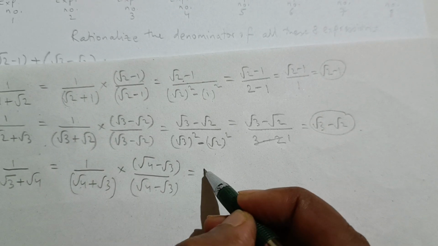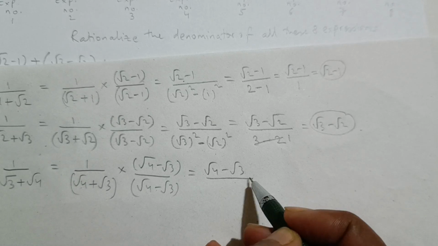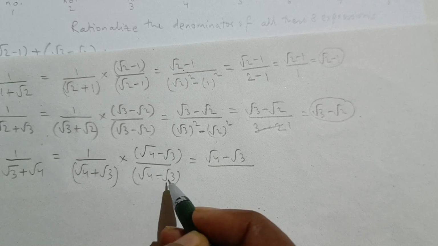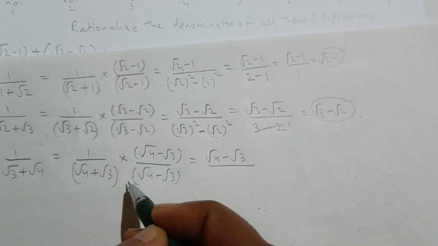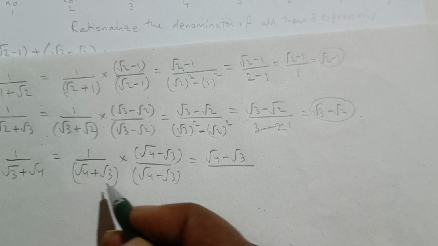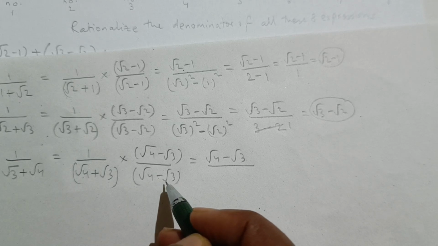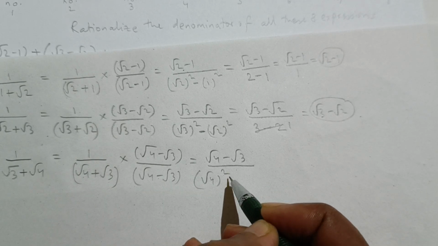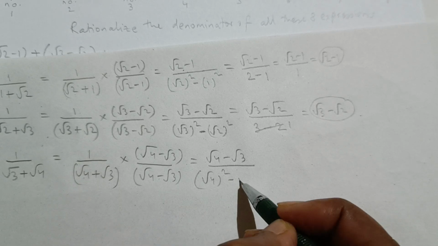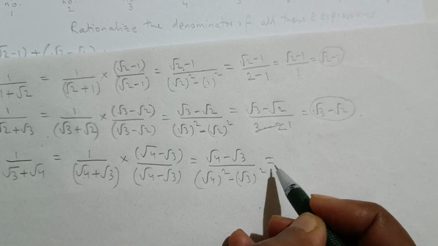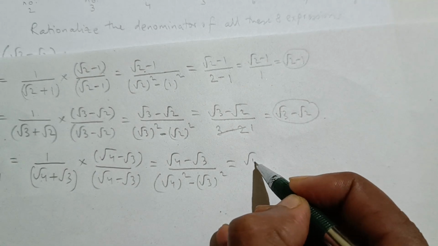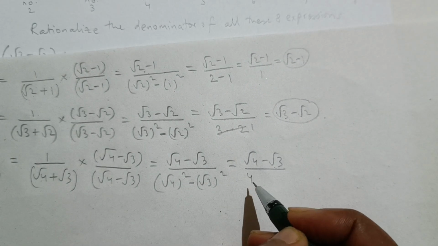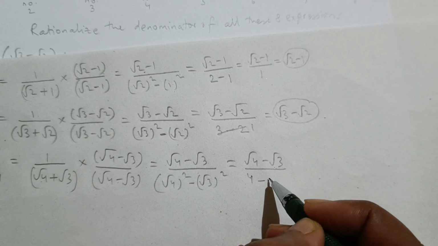Now multiplication, let us do it. So this into this is square root of 4 minus square root of 3. Numerator is square root of 4 minus square root of 3. And the denominator will be this multiplied to this. So square root of 4 plus square root of 3 multiplied to square root of 4 minus square root of 3. A plus b multiplied to a minus b, so a square minus b square. So square root of 4 whole square minus square root of 3 whole square. So this is square root of 4 minus square root of 3 upon square root of 4 whole square is 4 minus square root of 3 whole square is 3.